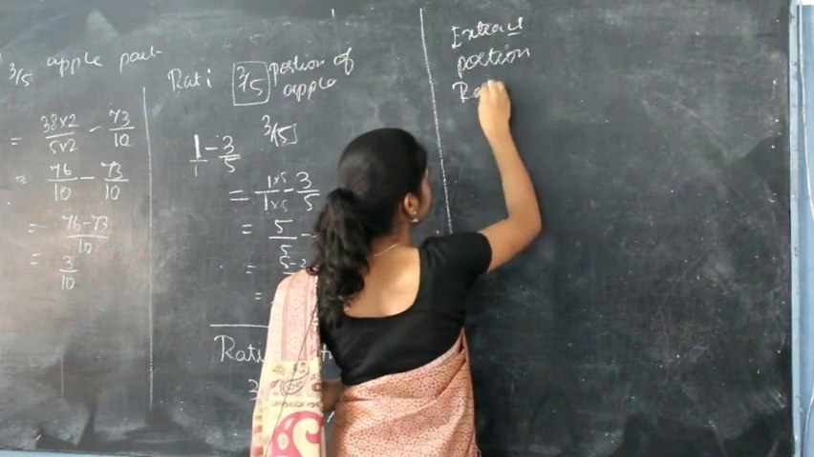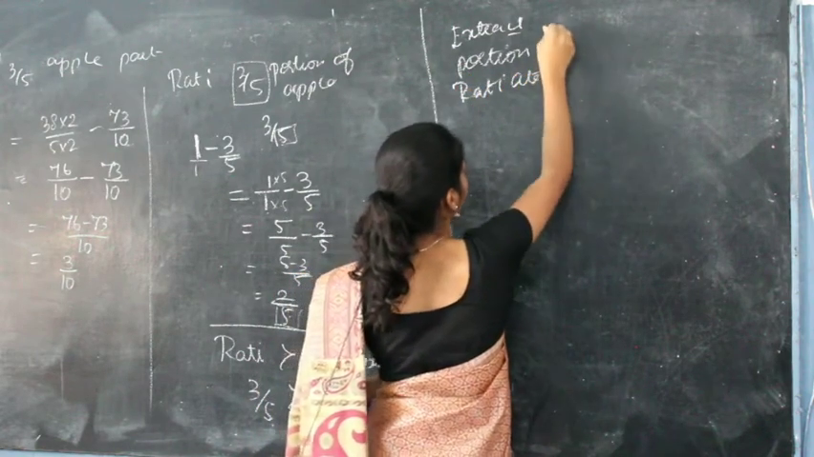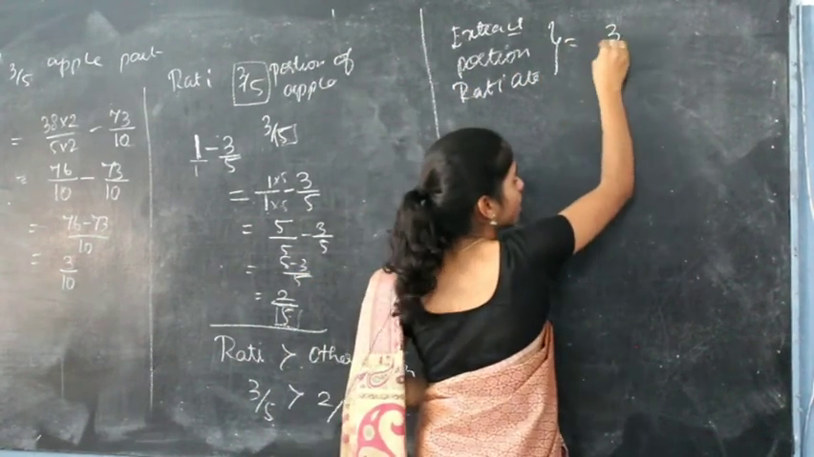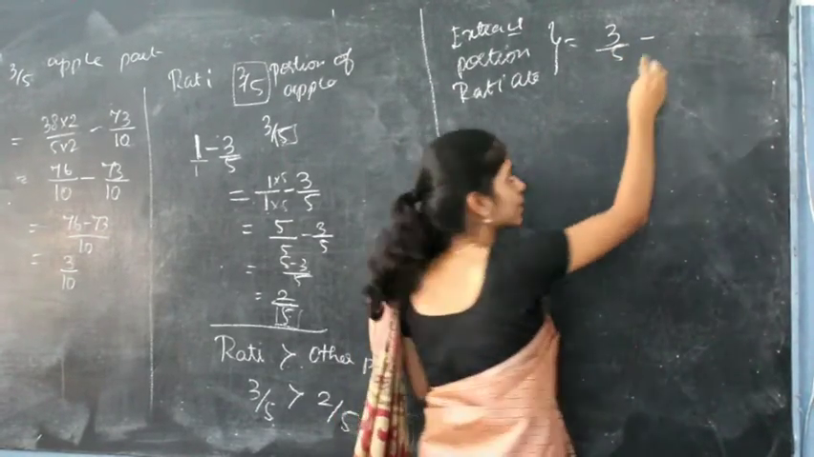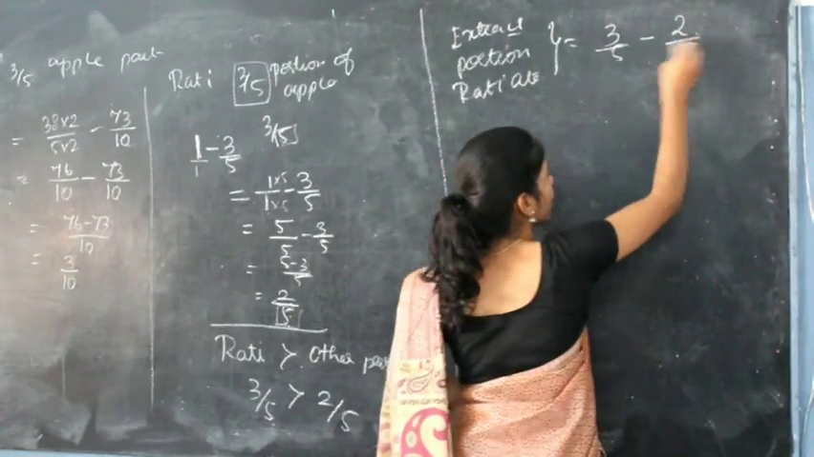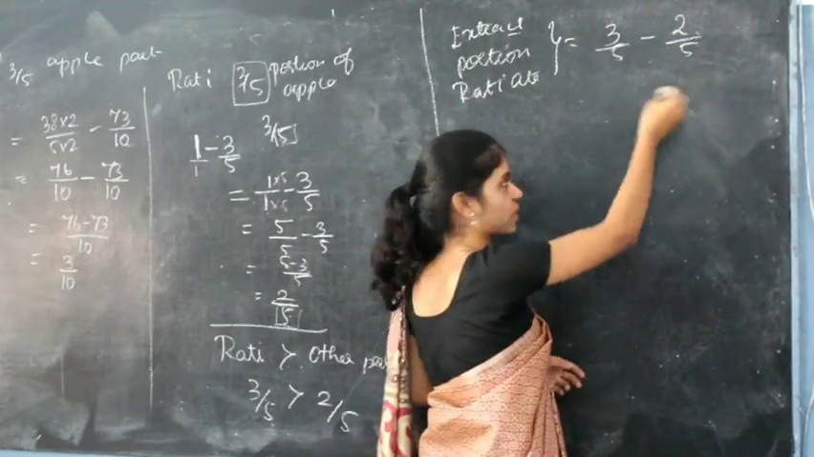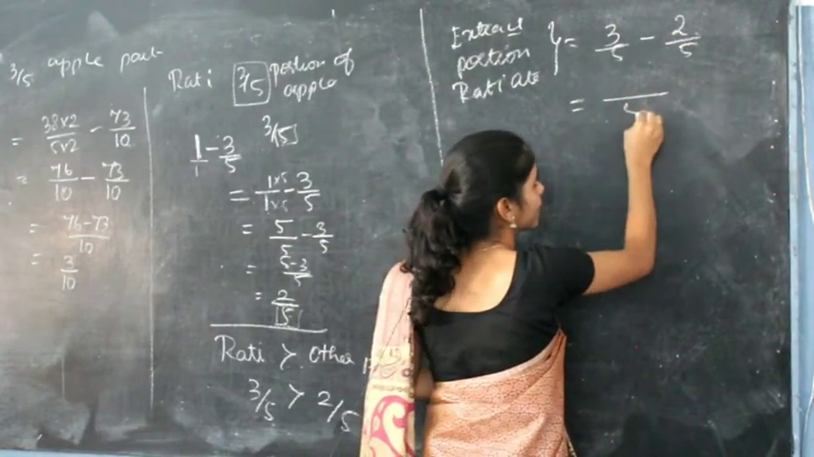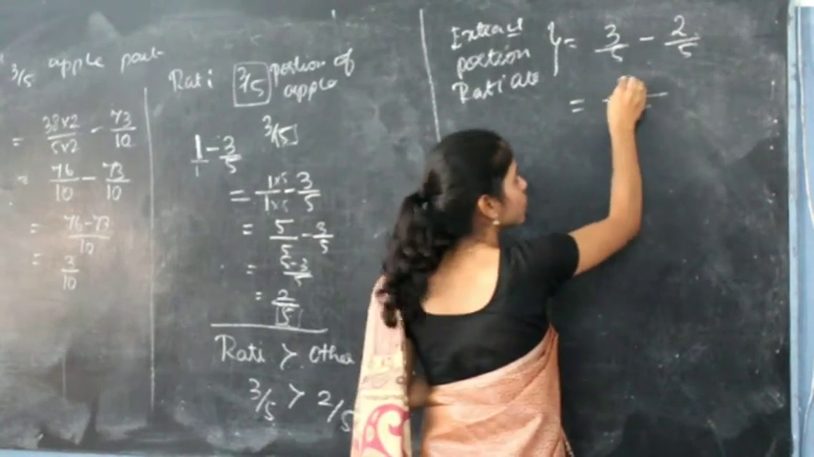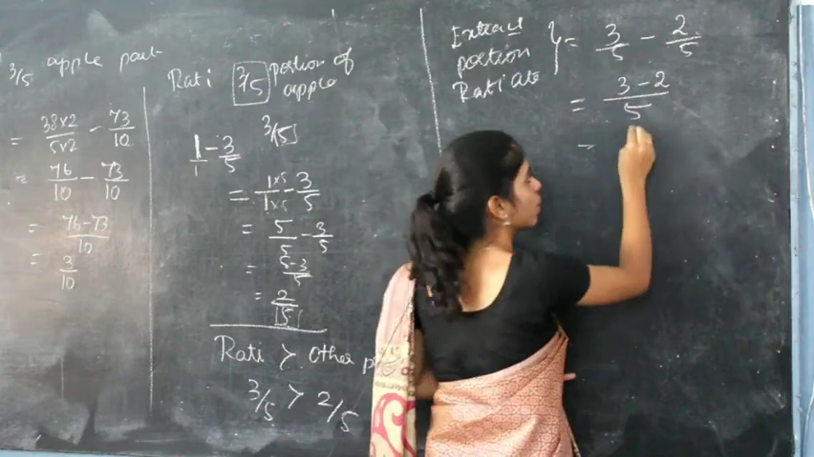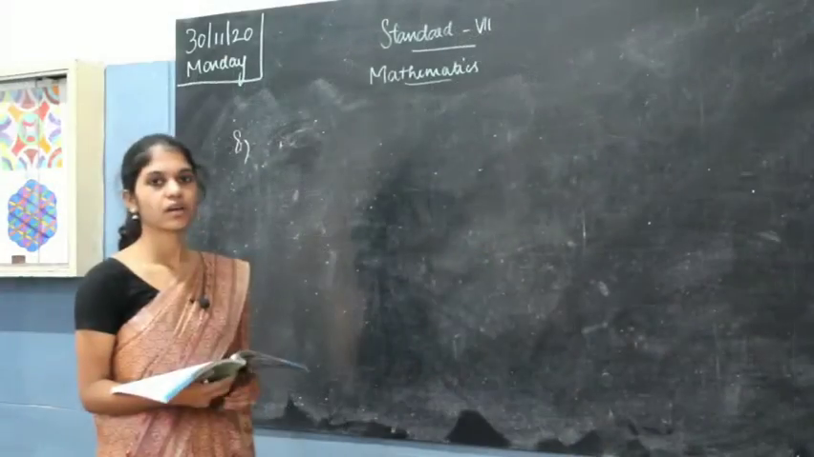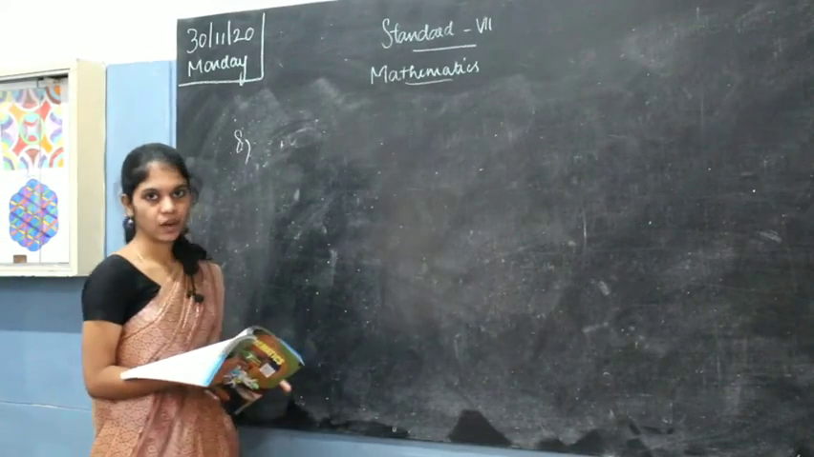The extra Rati ate will be 3 by 5 which she ate minus what the other person ate. You have like fractions, right? So you can write the denominator as common and 3 minus 2. 3 minus 2 is 1 by 5. So now we are going to see the last problem.